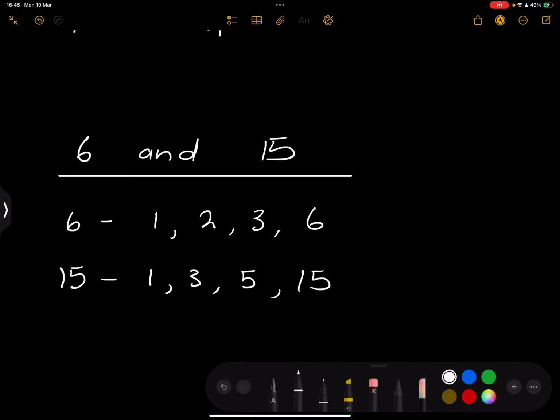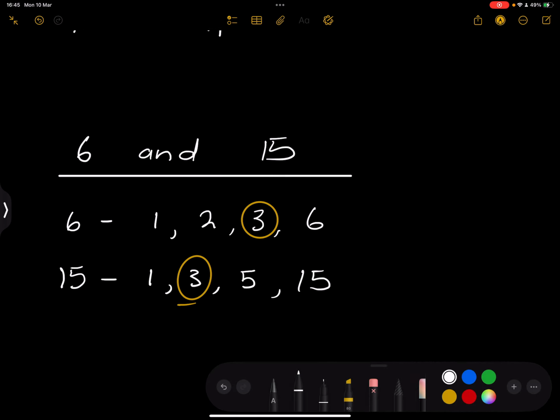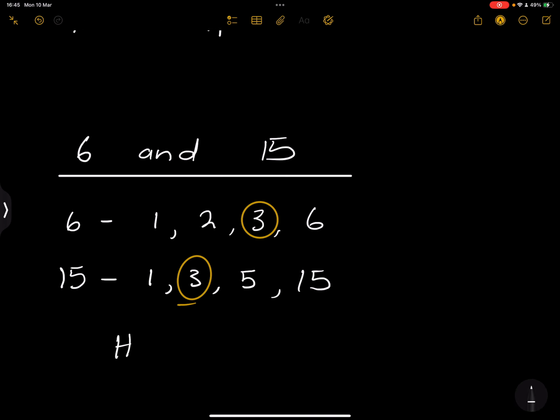Well, I'm sure that you can see it, grade 8s, that's definitely going to be 3. So the highest common factor between 6 and 15 is certainly going to be 3. So I'm going to write it down there. So that's going to be the highest common factor, right? So that's going to be 3.